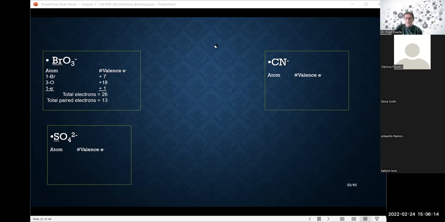I got carried away there with my lines. Three lone pairs on each of my oxygens, okay. One, two, three in each one. Then the last one there.